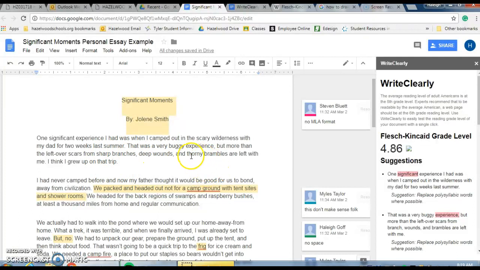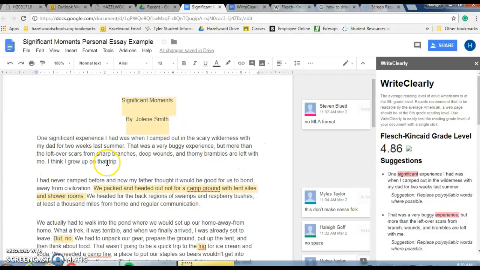Second thing I want to do to this paragraph is replace some of the more simple words with more complex words, words with more syllables in them. We're not necessarily trying to make it more fancy, just a little more complex than what we had before. I'm going to reread this, and you're going to have to go through the same process too. Reread, reread, reread. One significant experience I had was when I camped out in the scary wilderness with my dad for 2 weeks last summer. That was a very buggy experience, but more than the leftover scars from the sharp branches, deep wounds, and thorny brambles are left with me.